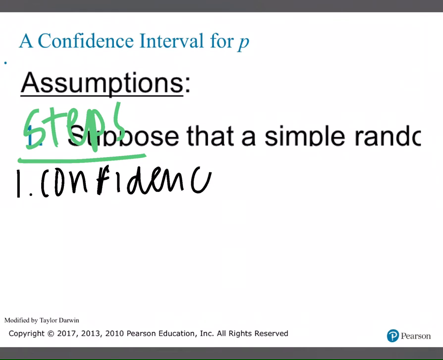Confidence: 1 minus alpha. Because a lot of the times it gives you alpha, but it doesn't give you the confidence level, or vice versa, so we can find either or. And remember, the alpha is the leftover. So solve for alpha.